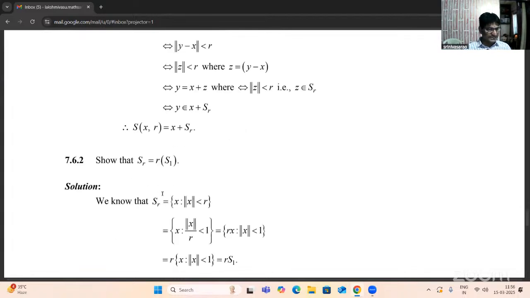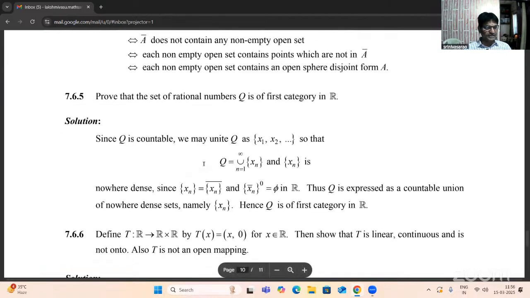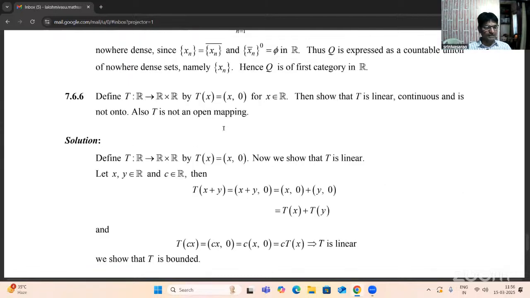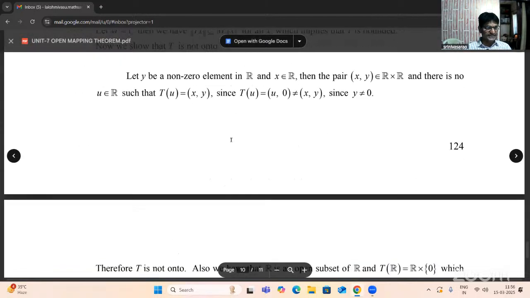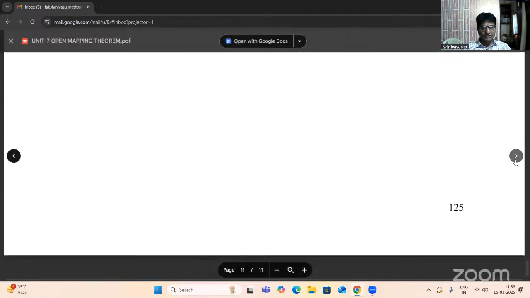And the second one, in the same manner, S_R equals R times S_1, because here the center is at the origin. These two problems are very important, students. Another one: the set of rational numbers Q is of first category in R. This is also one of the examples, and 7.5, 6.5, 7.6.6 in this unit. Now these two are very important. This is the end of this unit.